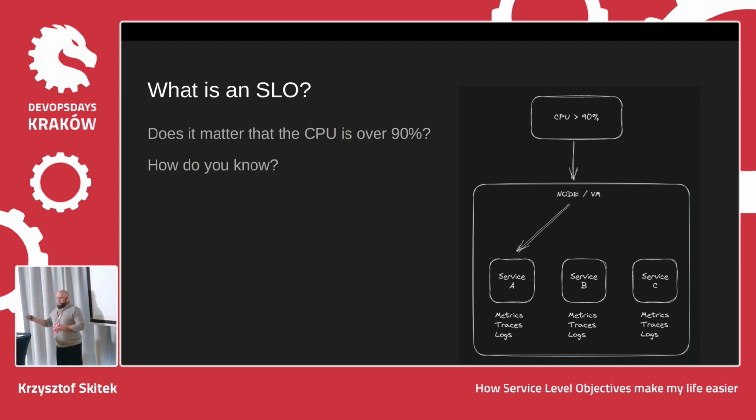Let's say we were paged because the CPU threshold was exceeded. We are starting the investigation. We are digging into node metrics, into service metrics. We have our traces, logs. So we have a lot of information. And how do we know from all of this information that the situation is actually bad?